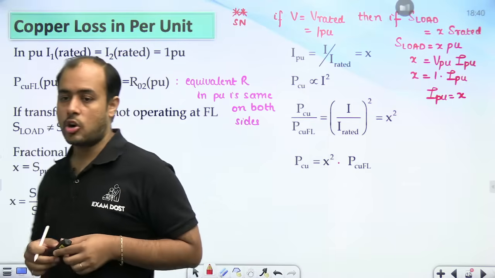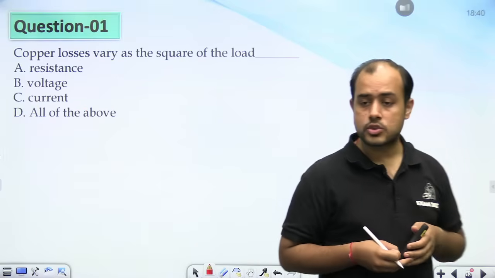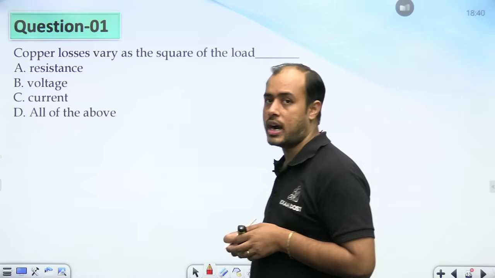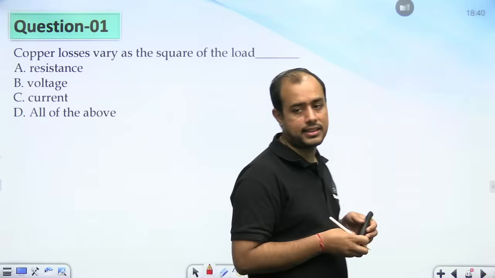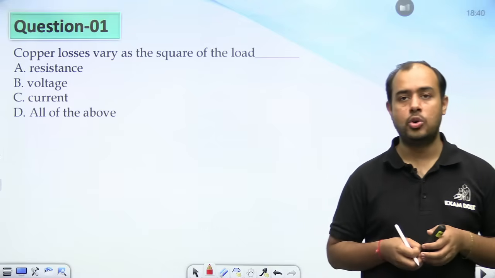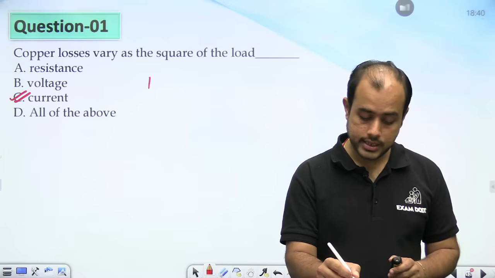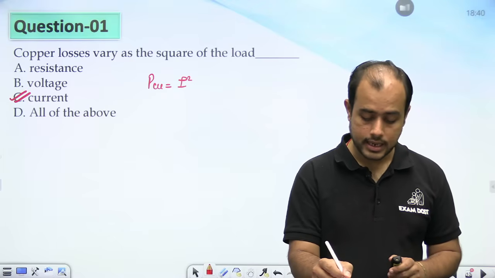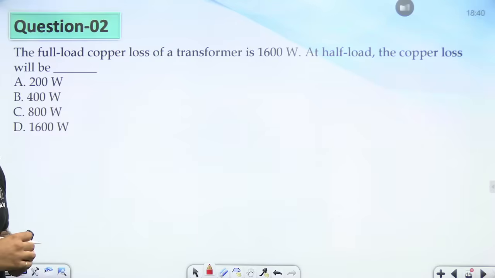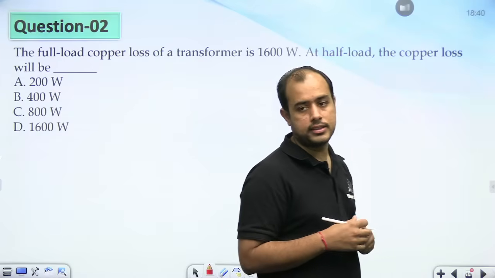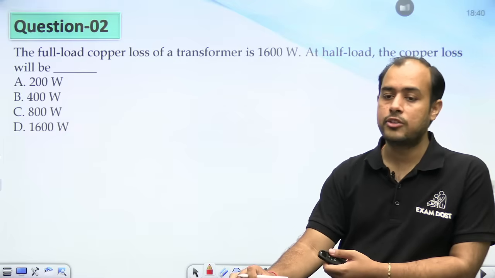So this is clear. The copper loss is x square into PCU/FL. Now, first question: copper losses vary as the square of load. Copper losses load के किस पैरामीटर के स्क्वायर के साथ वेरी करता है? What parameter of load is squared for finding the copper loss? Current. PCU is I square R. So it varies with the square of the load current. Now the full load copper loss is 1600 watt. At half load, the copper loss will be, if the full load copper loss 1600 watt है, तो half load पे कितना होगा?